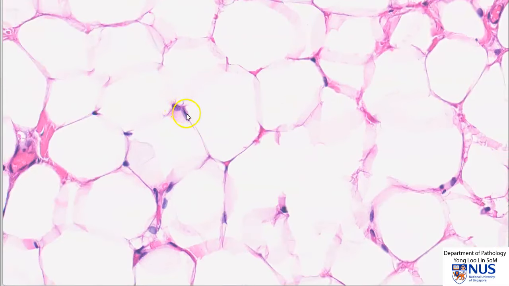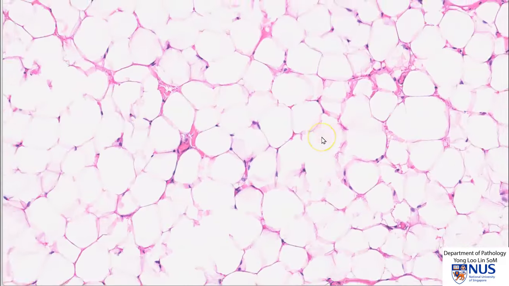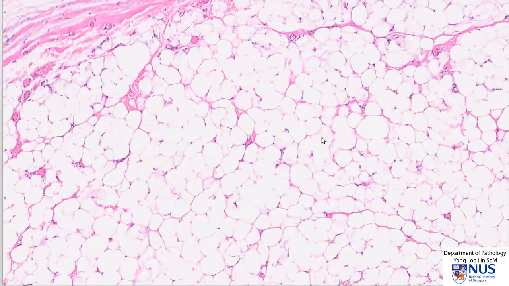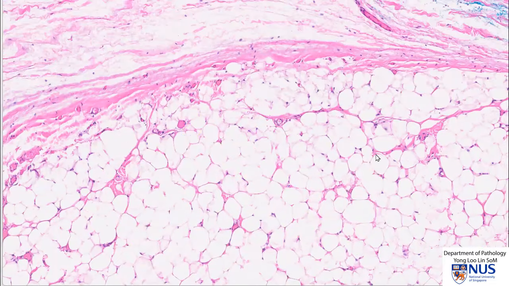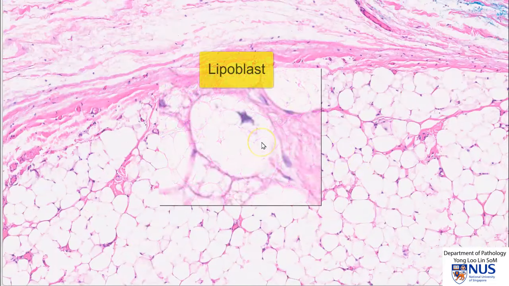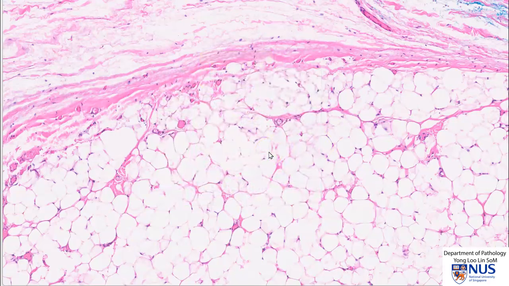And here again, we can see a few small, very bland nuclei. So these are mature adipocytes, and we do not see any lipoblasts. Lipoblasts would be atypical cells with multiple vacuoles indenting the nucleus, and these are not seen here. If we do see lipoblasts, we would be concerned potentially about a well-differentiated malignant adipocytic tumor.